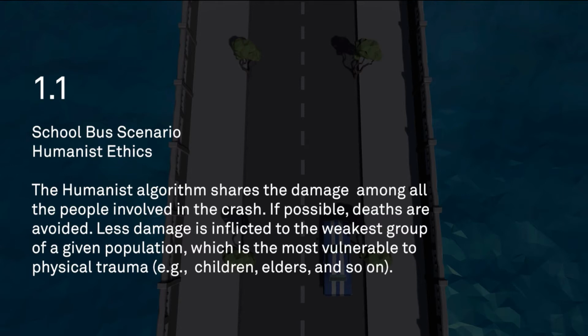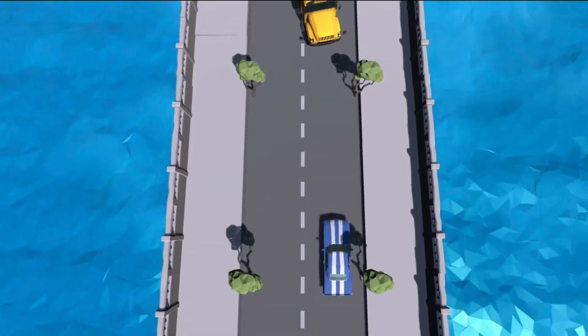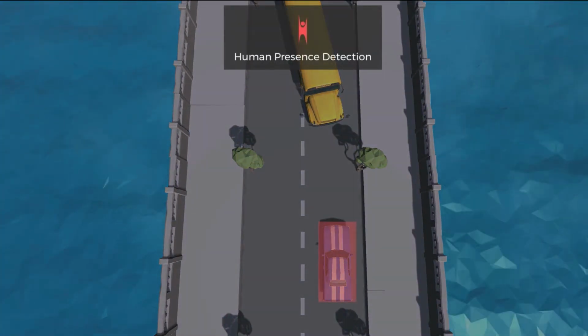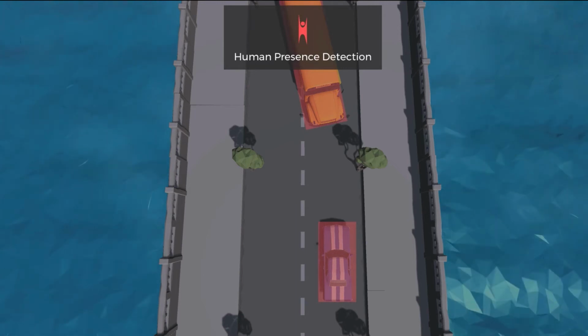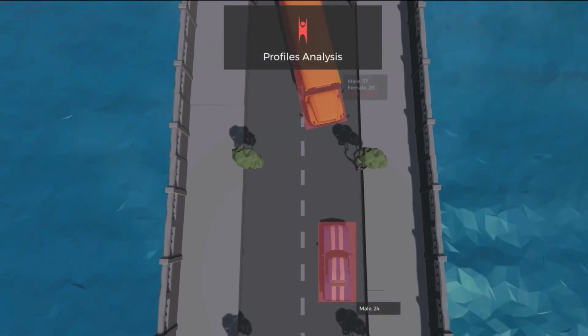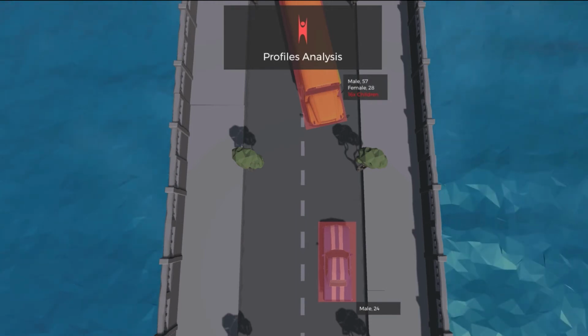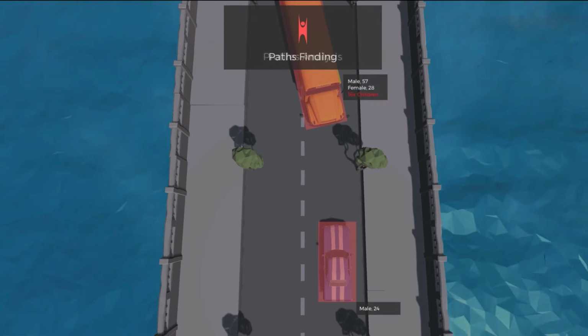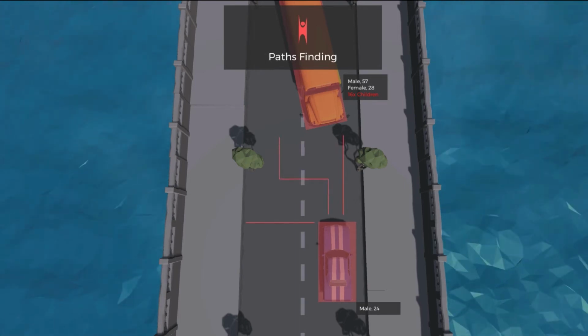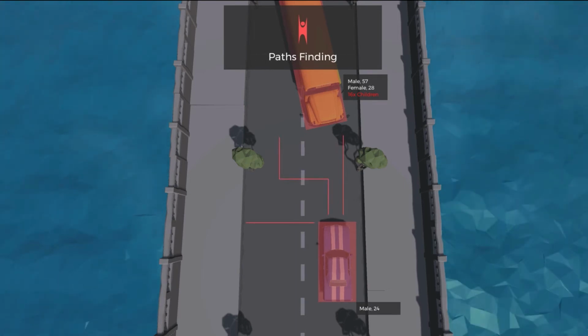I'll keep playing the video here, and in a moment, what we're going to see is a car is going to drive up and meet a bus on a bridge, and the car is operating under the humanist algorithm. And you might ask right now, what does operating under the humanist algorithm mean, and what does it result in? The first thing you'll see in this video that's showing what the simulation does is some profile analysis, figuring out there's 57 male and 28 female passengers on the bus, 16 of which are children. You could critique that in various ways, certainly.